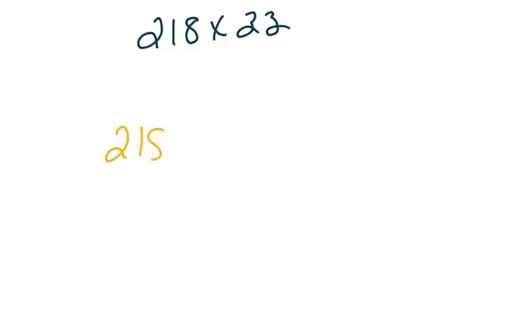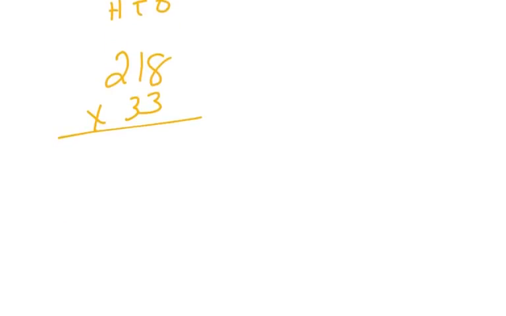So 218 times 33. Remember, we do this by place value, hundreds, tens, and ones. So 3 times 8, 24. 3 times 10 is 30. 3 times 200 is 600.